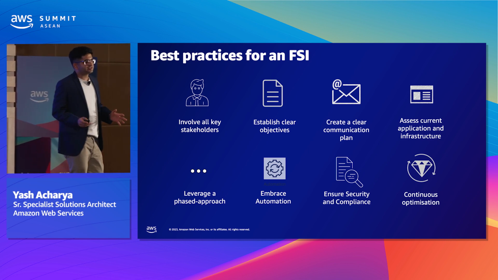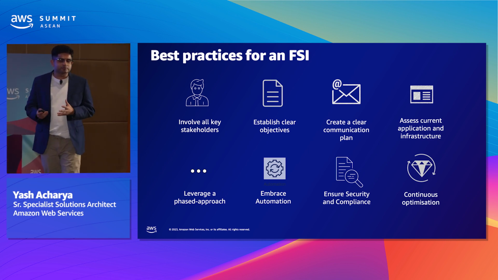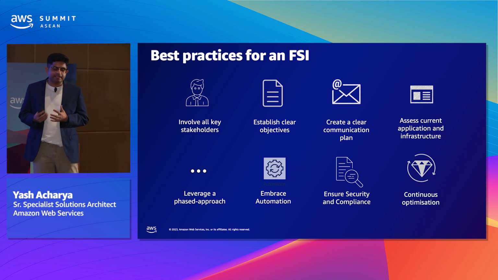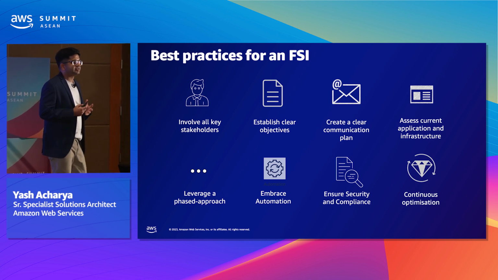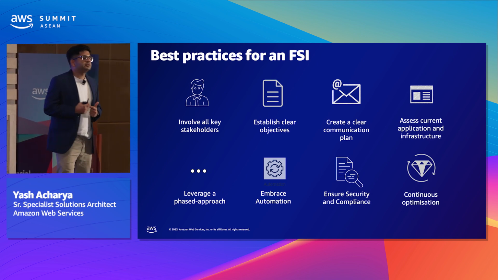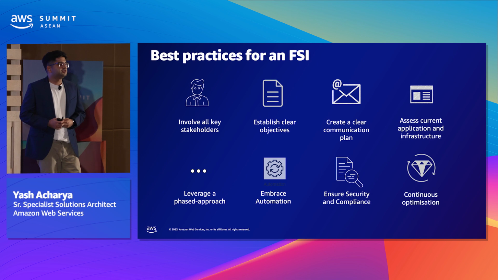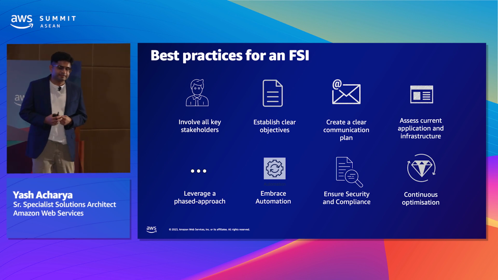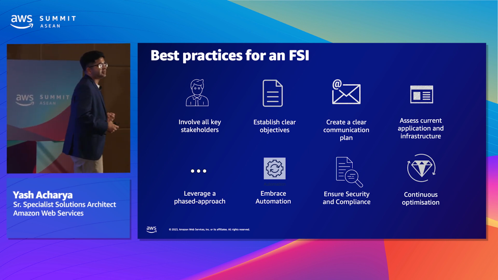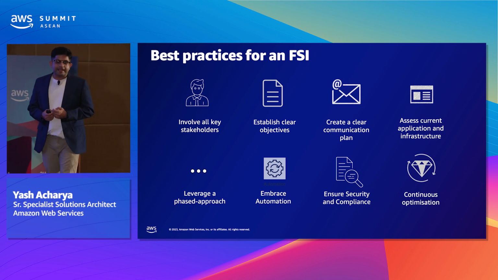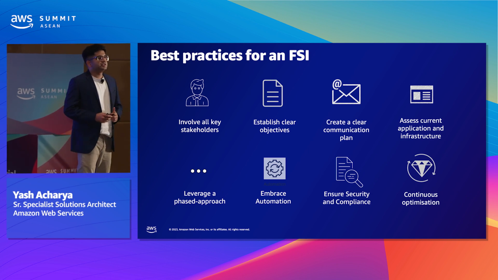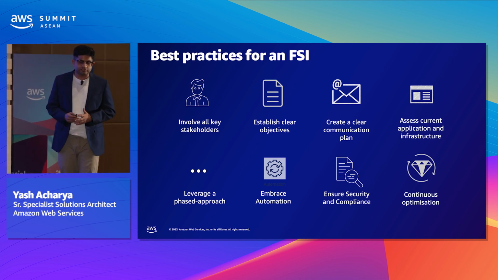So just to close off the session, I would like to present some key takeaways for you. For an FSI, typically there are eight pillars you can focus on in terms of having the best practices for your migration and modernization. Make sure you have all the key stakeholders involved from the start. Have a proper, clear communication plan in place. Embrace as much automation as possible to make your migration smoother and easier. And from the start, get all the compliance, security, and risk teams involved to create a view for the entire organization.